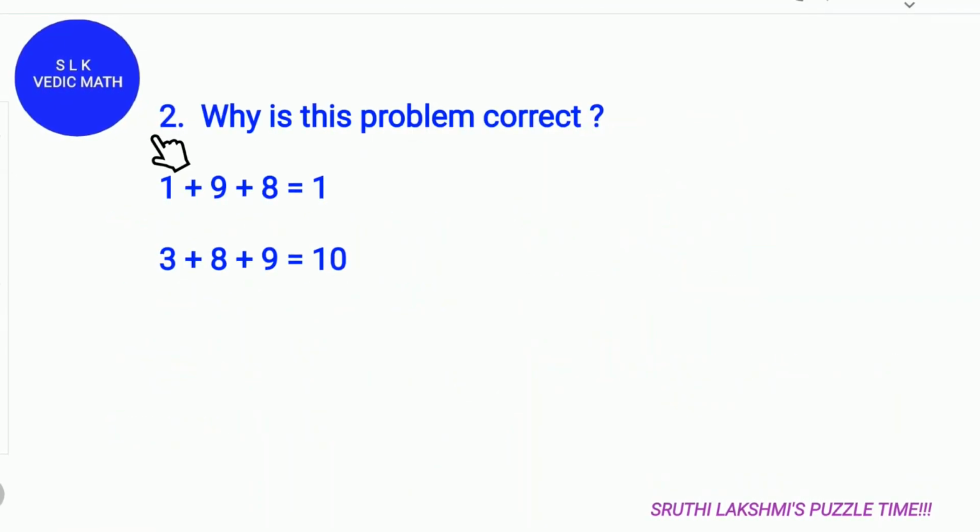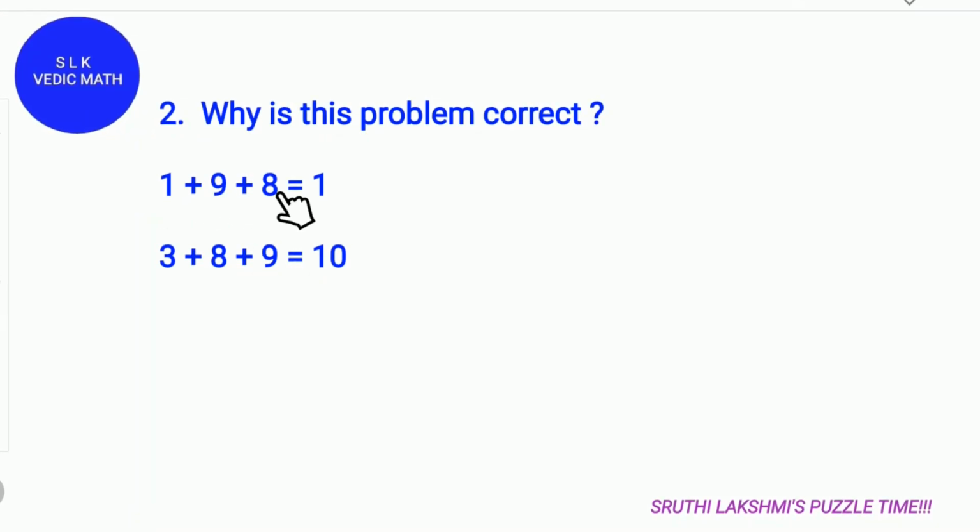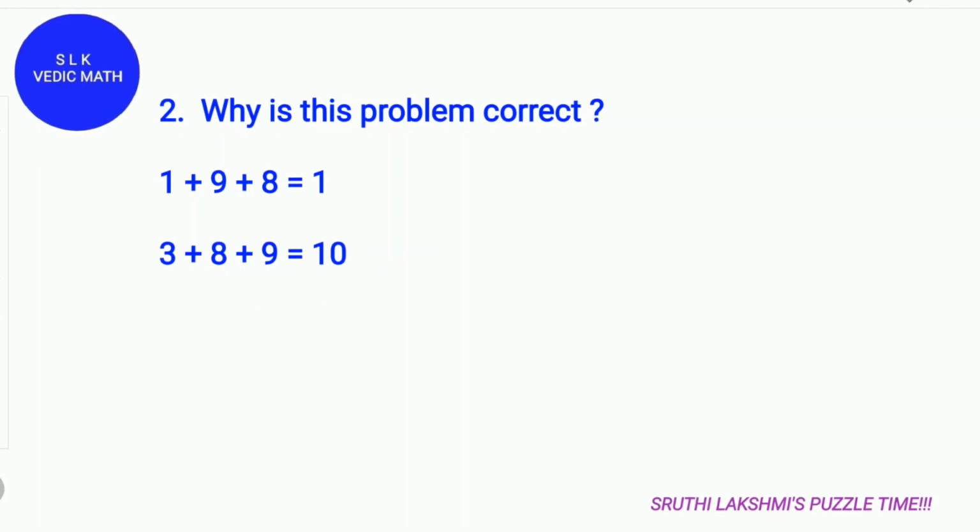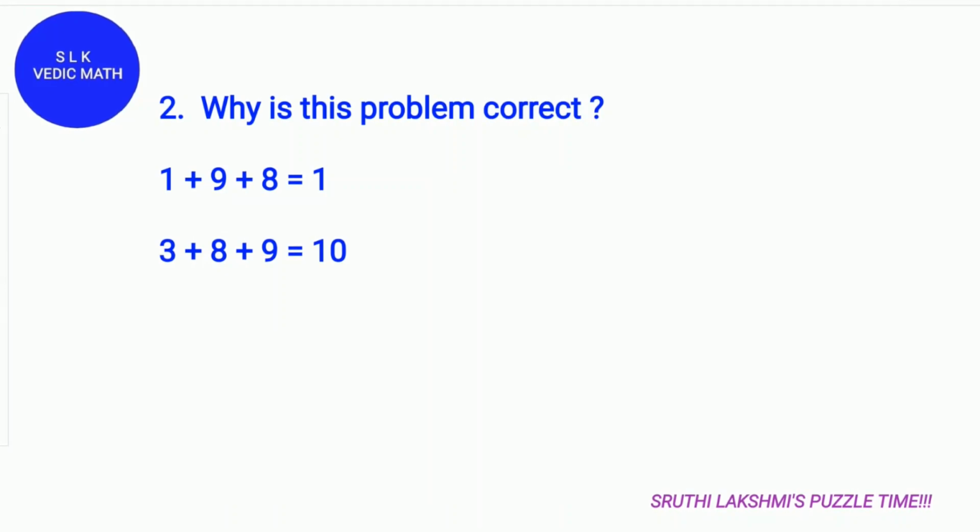Puzzle number 2. Why is this problem correct? 1 plus 9 plus 8 is 1. 3 plus 8 plus 9 is 10. You will have 20 seconds to solve this problem, starting now.